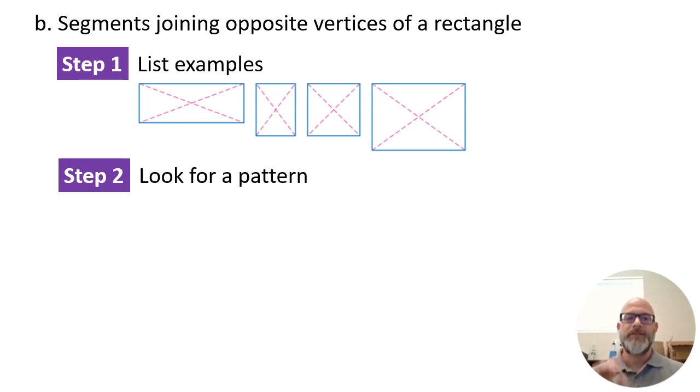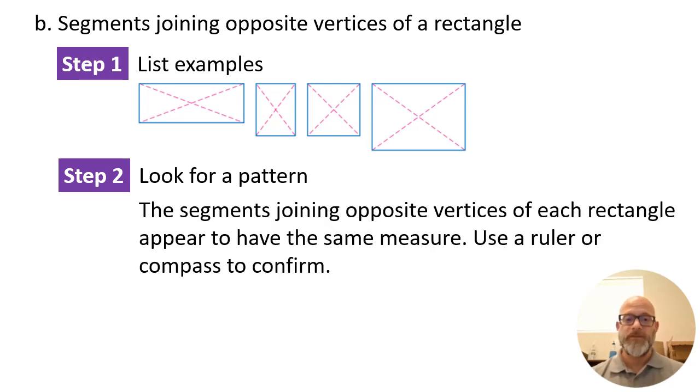Now, next, look for a pattern. Well, there's many patterns here, right? Immediately you're going to notice all rectangles have 4 sides. You're going to also have the congruent angles. Right, but what has to do with segments joining opposite vertices? Those pink segments we just created. What do you notice about them? You might think, oh, they create vertical angles. That's true. But what's true about each of them also, and what they're going after here, is that those 2 segments are always congruent. The segments joining opposite vertices of each rectangle appear to have the same measure.